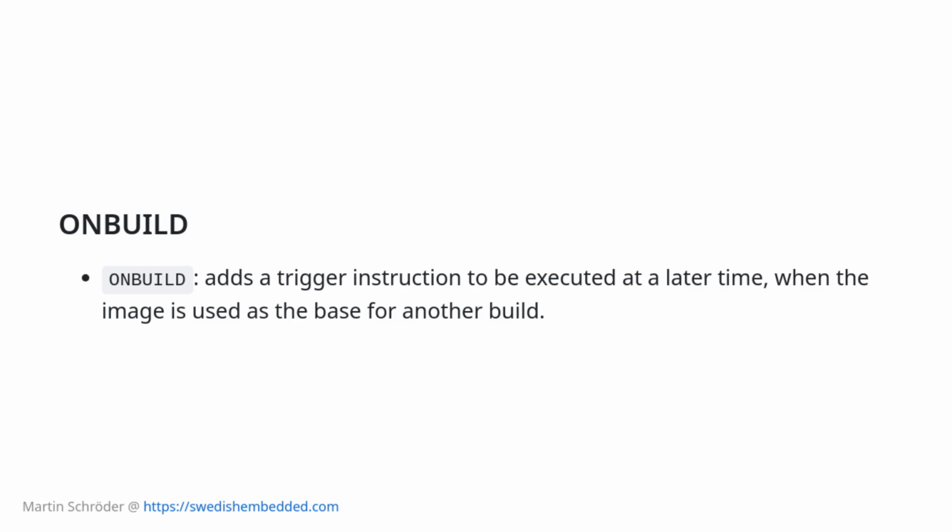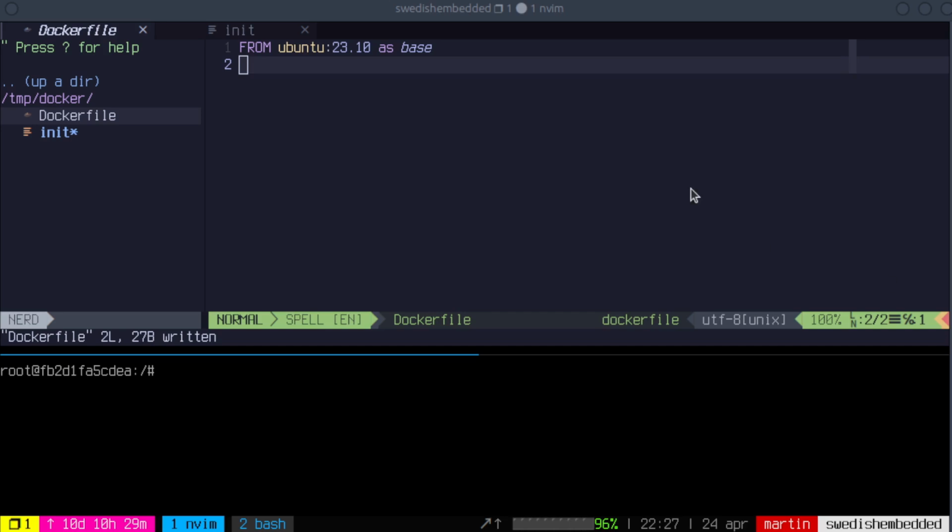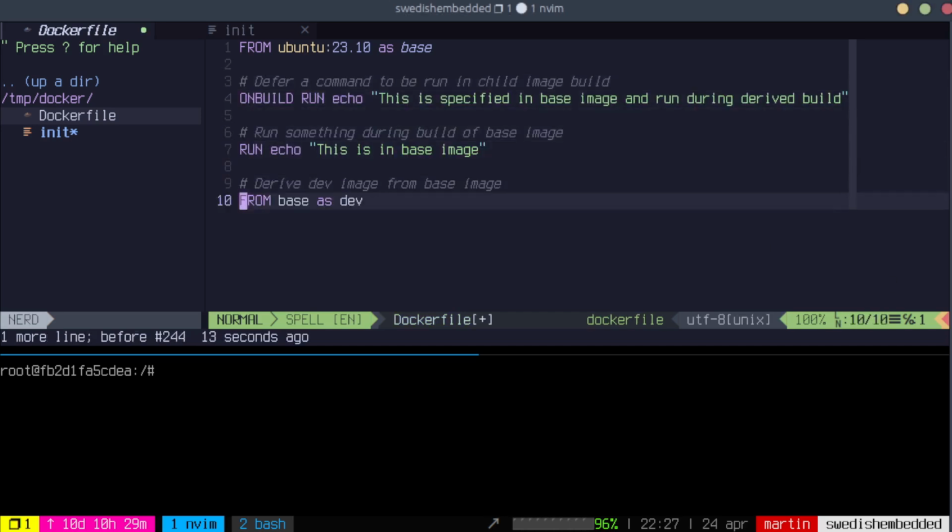The onBuild command is used to trigger an instruction to be executed on build time of a different image that builds from our image. So let's say we want to run some install process or run some configuration process on another image that has from and then specifies our image as the source of that image.